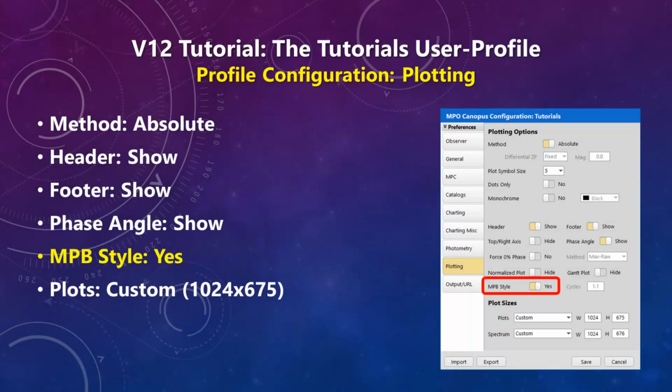Set MPC style to yes. This assumes the plots will be included in a paper submitted to the Minor Planet Bulletin. Set the two plot sizes to custom, the width to 1024 and height to 675. This is a good size for MPB papers after cropping some unneeded white space.